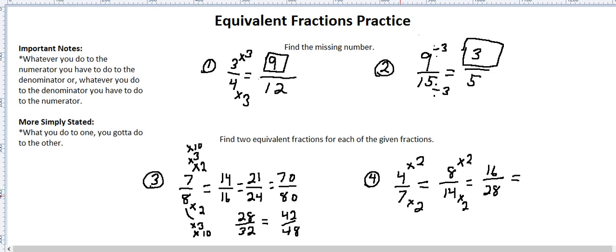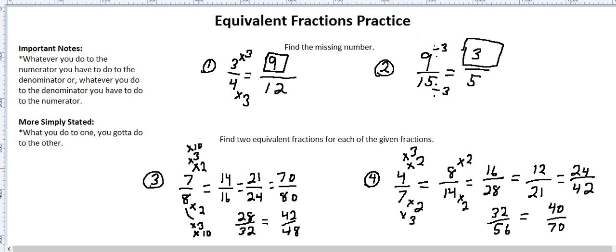Or I could have multiplied 4/7 by 3 over 3. 4 times 3 equals 12. 7 times 3 equals 21. And here we'll just write a couple more. 24 over 42 would work. 32 over 56 would work. And of course, 40 over 70. That would be if I multiplied the numerator and the denominator each by 10.